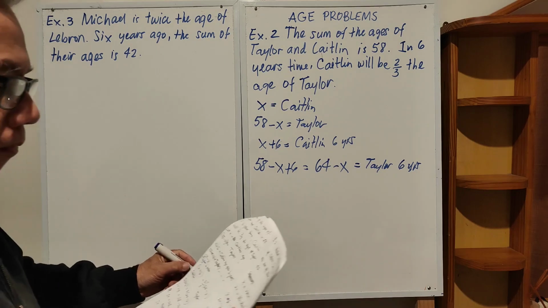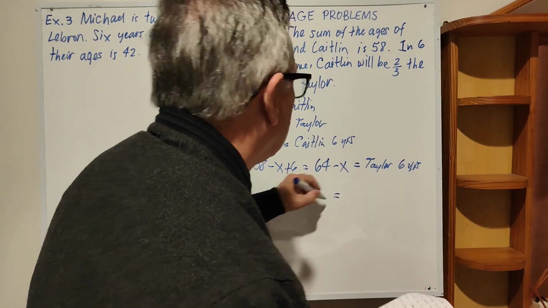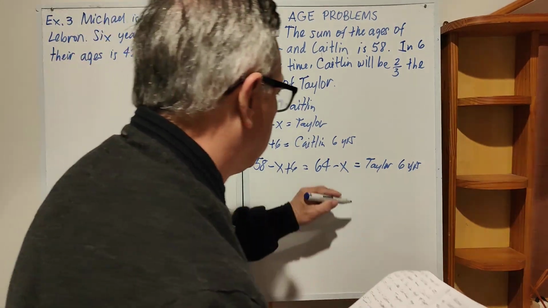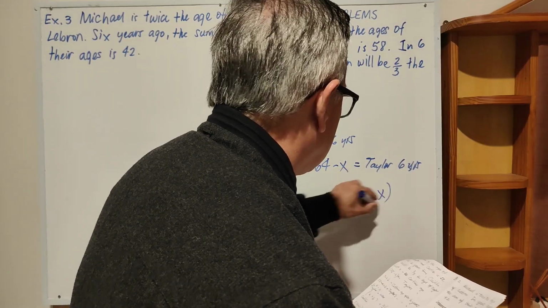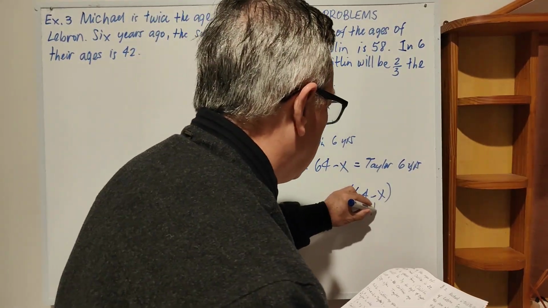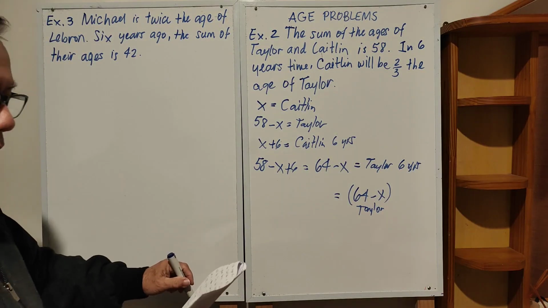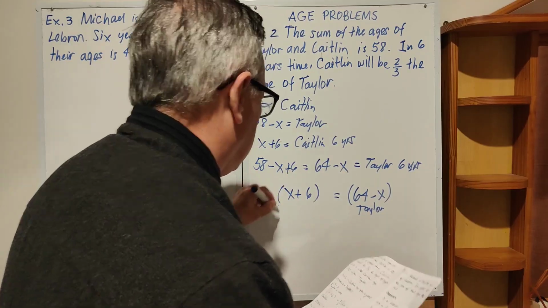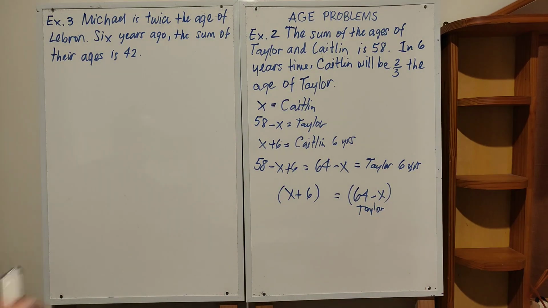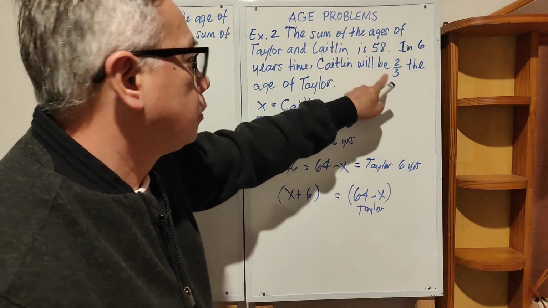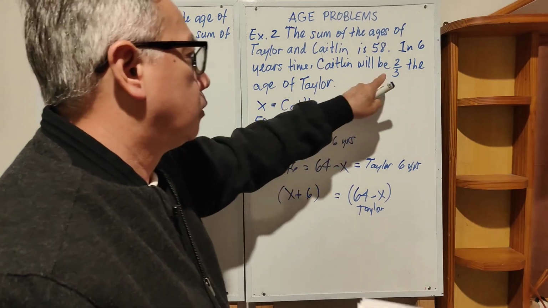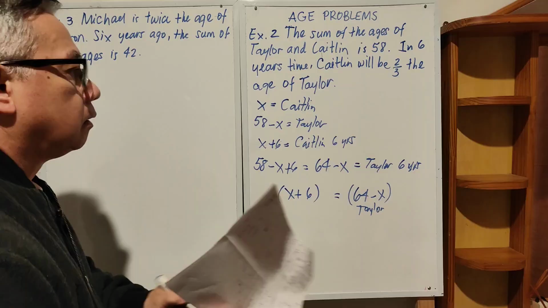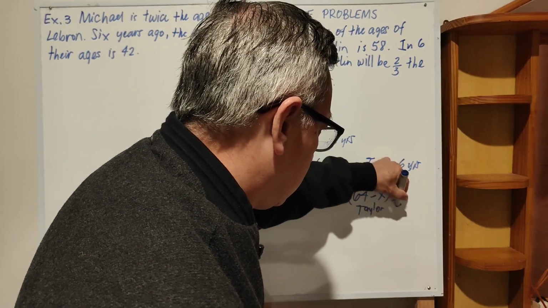Now we will be doing the equation. Let's put Taylor on the right side. Taylor will be 64 minus x, and Caitlin will be on the left, x plus 6. Taylor is older because Caitlin will be 2/3 the age of Taylor. Whatever the age of Taylor, you have to multiply it by a fraction, so Taylor will be multiplied by 2/3.